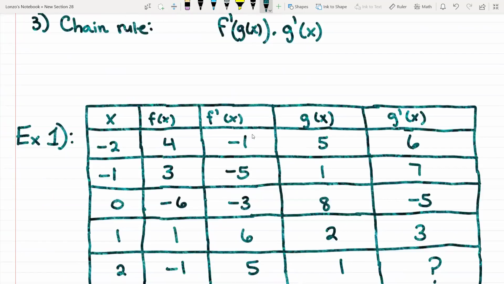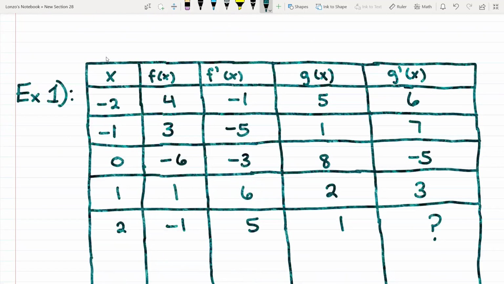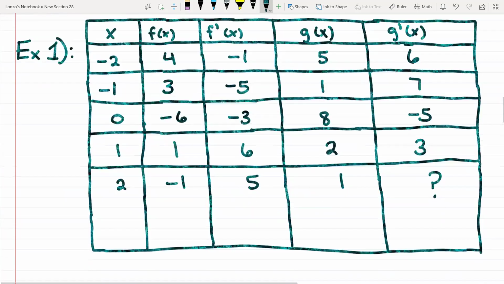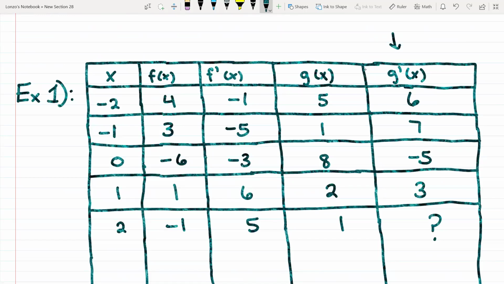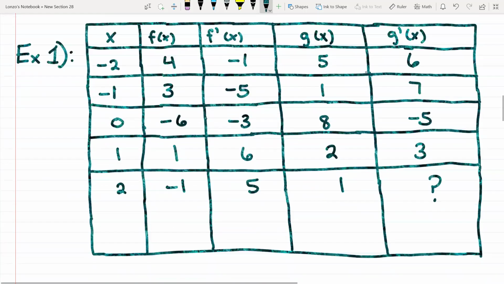In example one, they give you a table. On this table, you have a column for x, a column for f of x, a column for f prime of x, a column for g of x, and a column for g prime of x. It looks like we have to find g prime of x when the x value is 2, so that's why I put a question mark. I think that'll be the last question of this example.